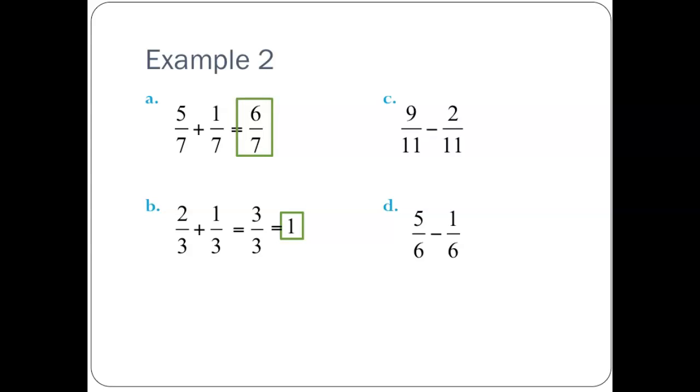Next, we have 9/11 minus 2/11. So again, subtract just the numerators, and that gives us 7. Keep the denominator, so we have 11 in the denominator. And that is as simplified as it can be. All right, and the last one here, we have 5/6 minus 1/6. 5 minus 1 is equal to 4. Keep the denominator, so we have 4 over 6, which is equal to 2/3. So simplify that down.